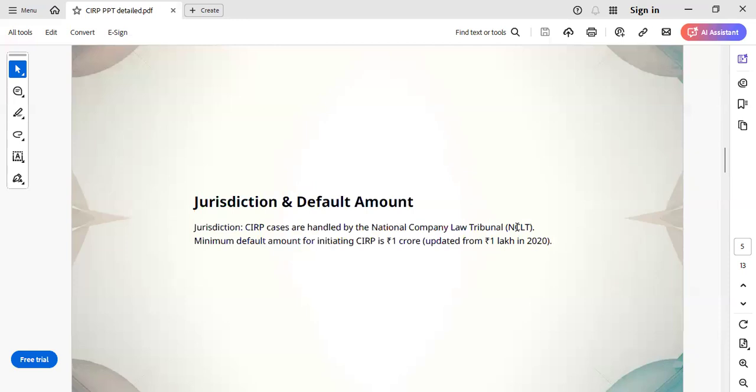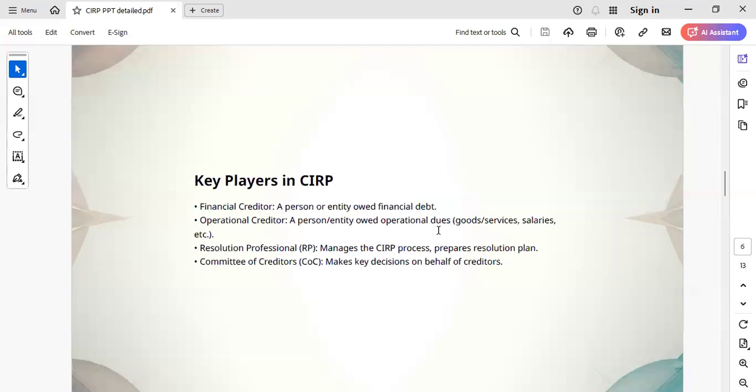Then what is the jurisdiction and what is the default amount? Corporate insolvency resolution process cases are handled by the Honorable National Company Law Tribunal, that is NCLT. The minimum default amount for initiating CIRP is 1 crore. Earlier it was 1 lakh, and in 2020 it was updated to 1 crore. That is the minimum amount to approach NCLT under CIRP.